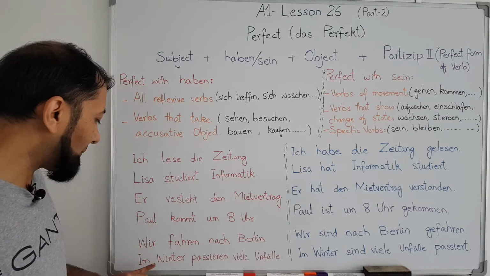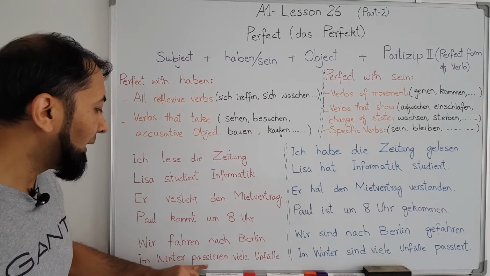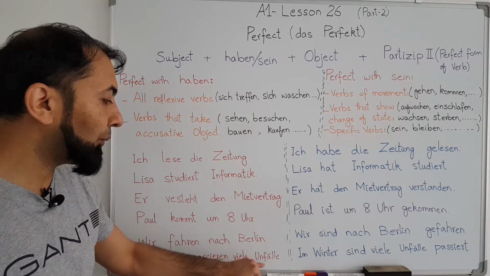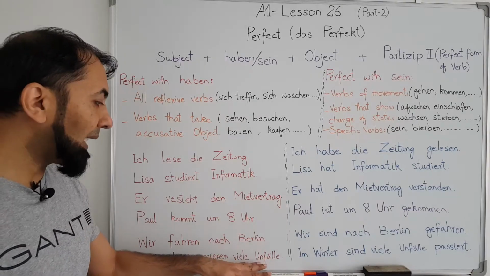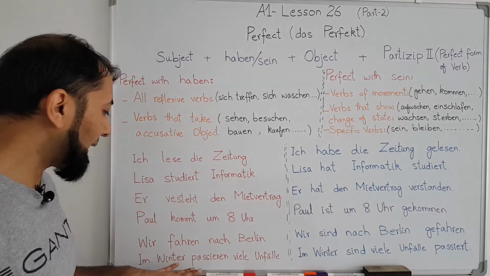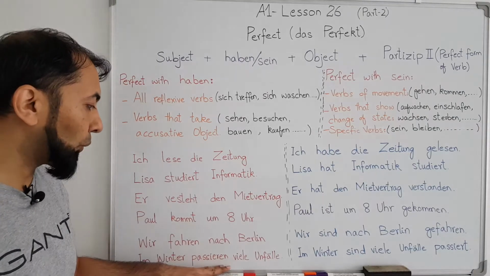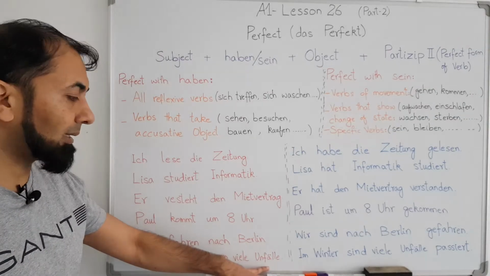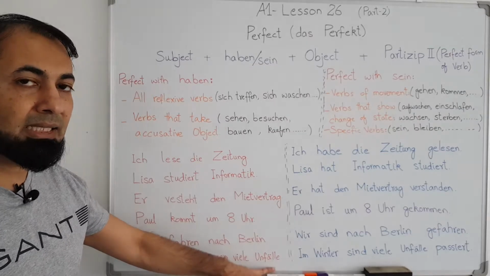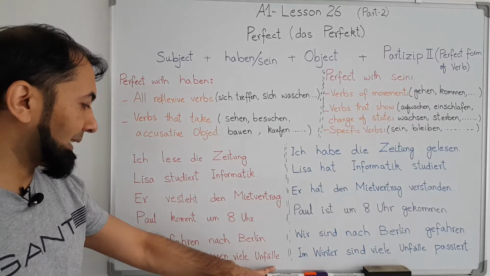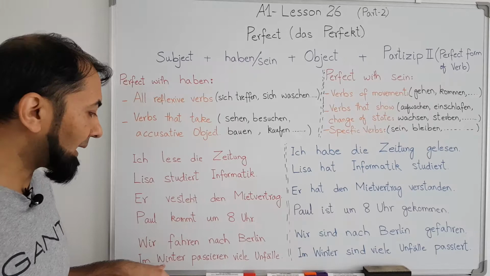Now the last example is im Winter passieren viele Unfälle. It means many accidents occur in winter. Passieren is a verb which means to occur or to happen. Unfall means accident. Unfälle is the plural, which means accidents. In winter, a lot of accidents occur.